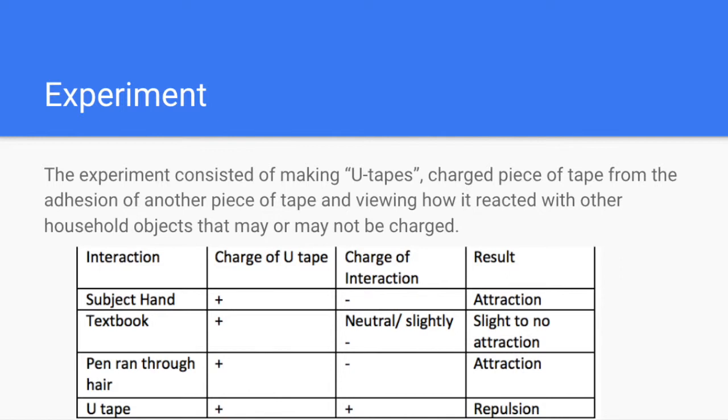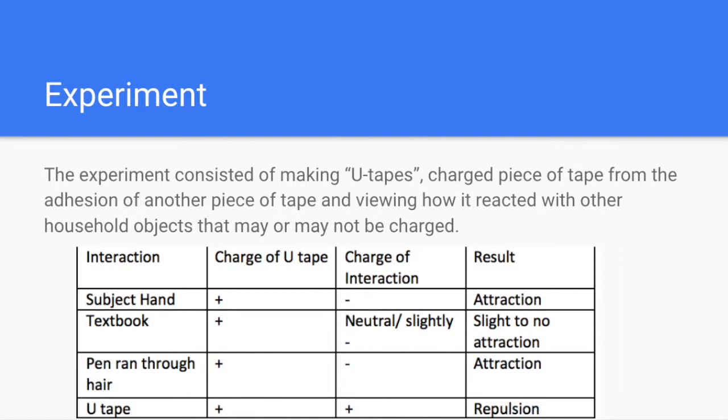In the chart below, we show what the U-tapes interacted with and what the result was, whether it was attracted or repulsive. We did 4 interactions with the U-tape: a subject's hand, a textbook, a pen that was run through my hair, and another piece of U-tape. And we saw that the subject's hand and the pen run through the hair had a much stronger attraction than the other 2 interactions.